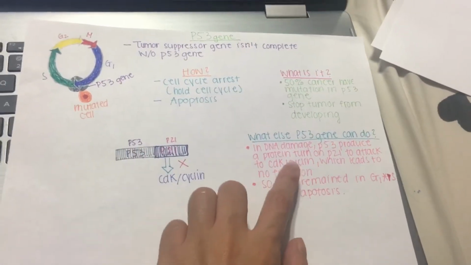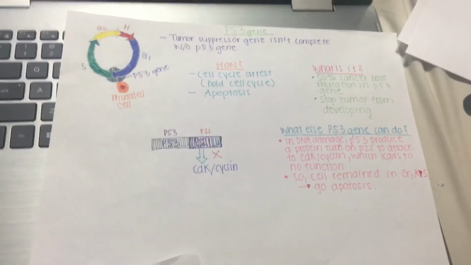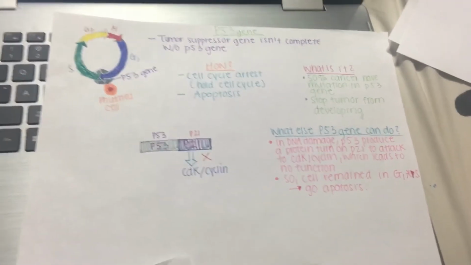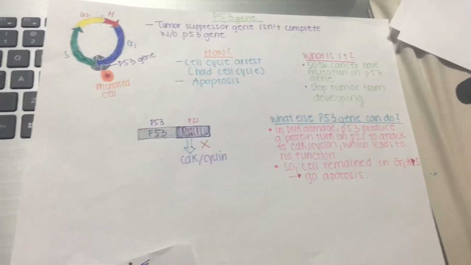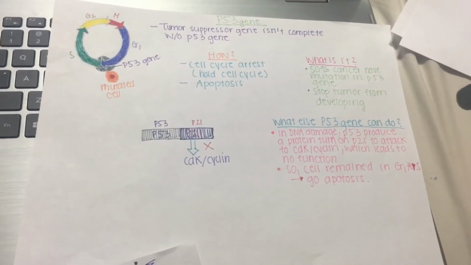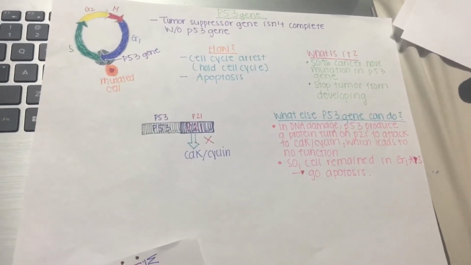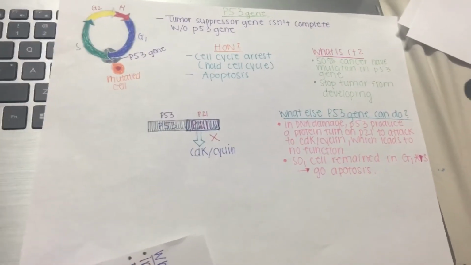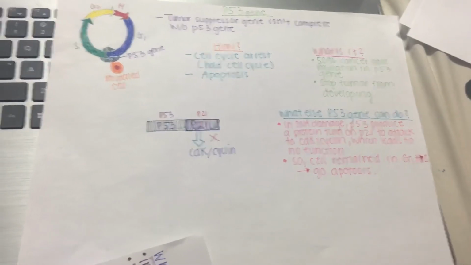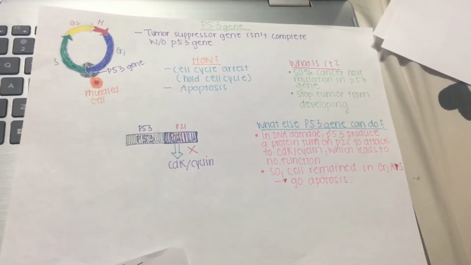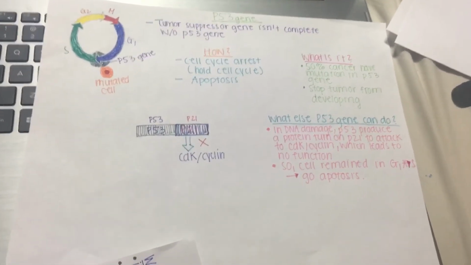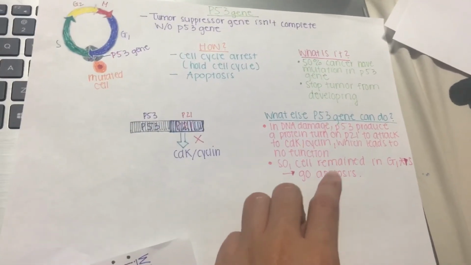Another thing the P53 gene can do is produce a protein that turns on P21 to attack CDK and cyclin, which will lead to no cell division, which means no function. So the cell remains in G1, will not move to S phase, and goes to apoptosis.